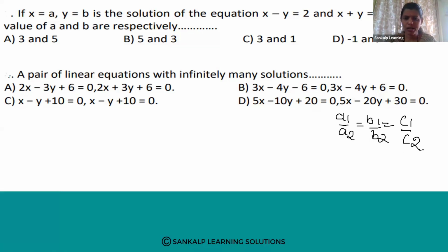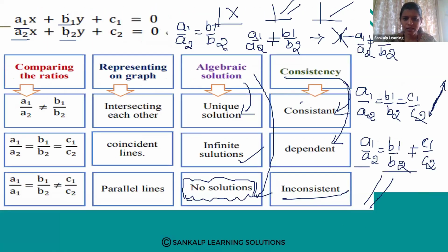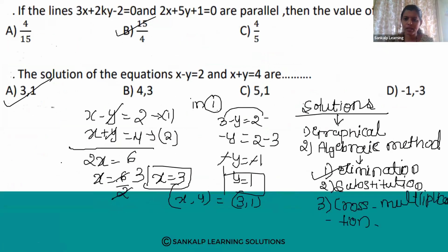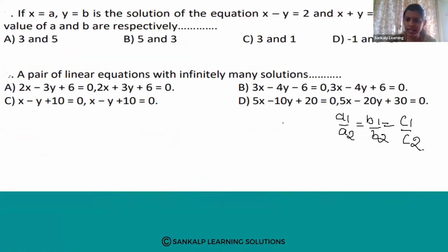Okay. Wait, one minute. Yes. So coincident lines, infinitely many solutions. When the lines intersect, it has a unique solution. When the lines are parallel, at that time it has no solutions. Okay. So now, when this condition is there, what do we understand? The two lines have infinitely many solutions.